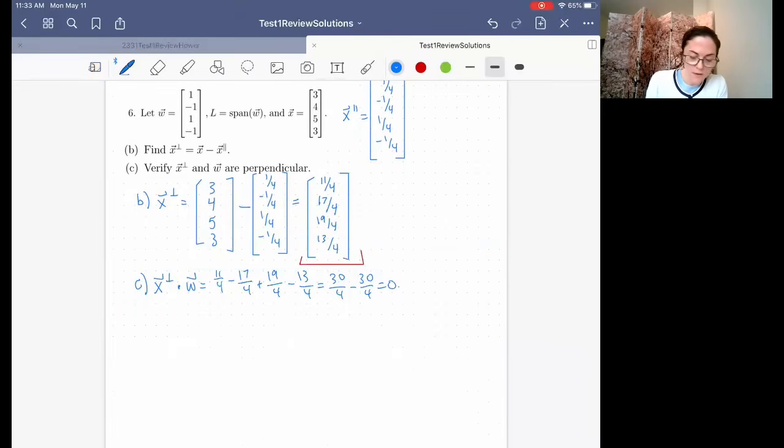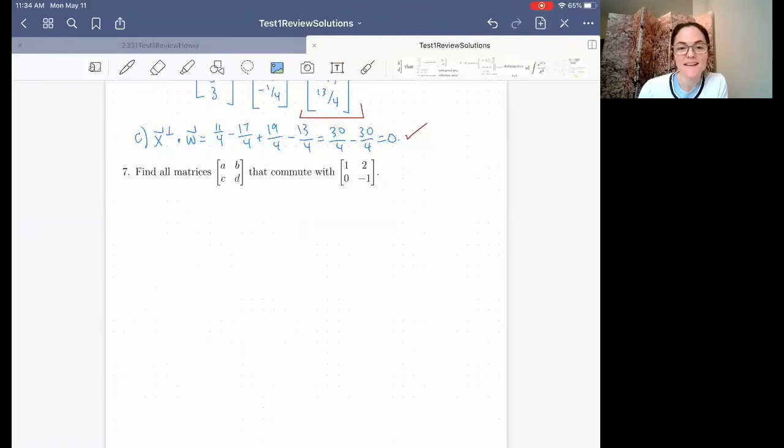And so this shows that this component of x that's orthogonal to the line, or perpendicular to the line, that we found in B is in fact perpendicular to W, which it should be. That's what we created. Okay, this is great. So we have completed number 6.